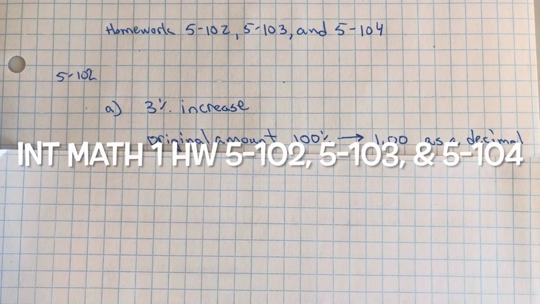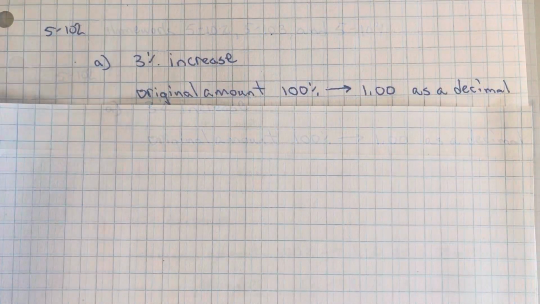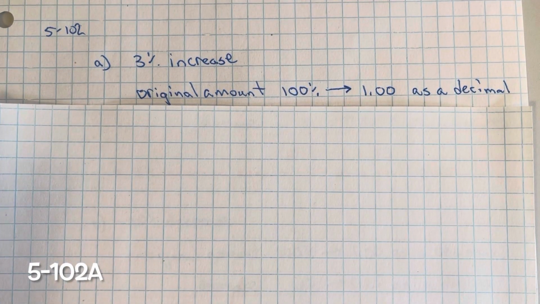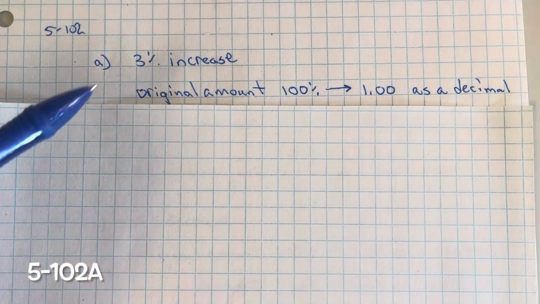This is the homework for 5-102, 5-103, and 5-104. For 5-102a, you need to convert each percent increase or decrease into a multiplier.